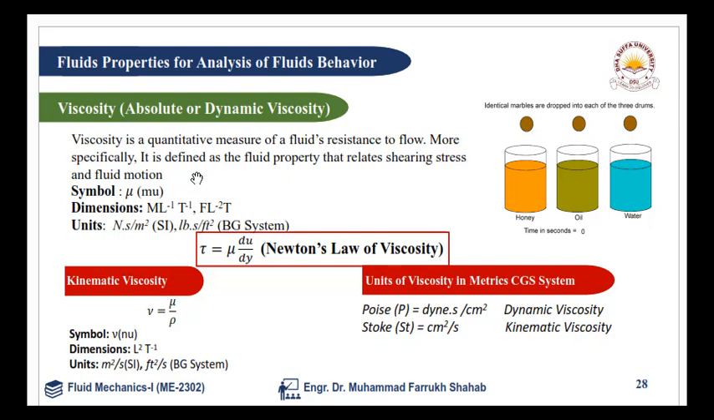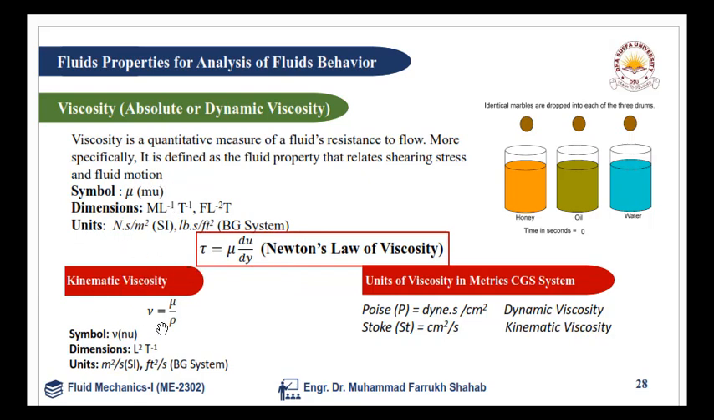We denote it with the symbol mu. The units can be found later. The dimensions I will discuss later, because the formula for Newton's law of viscosity states that tau equals mu into du upon dy. This relation will be discussed in the following slides. So we will discuss in detail how this relation came into existence.